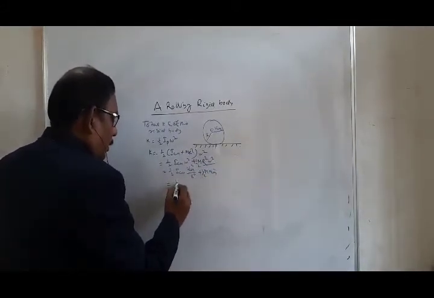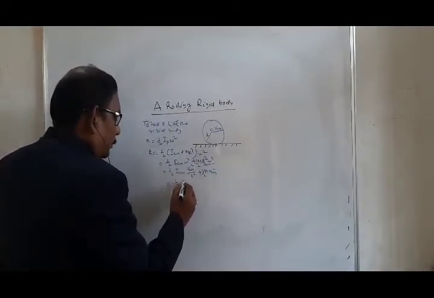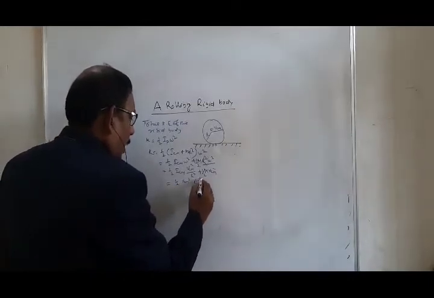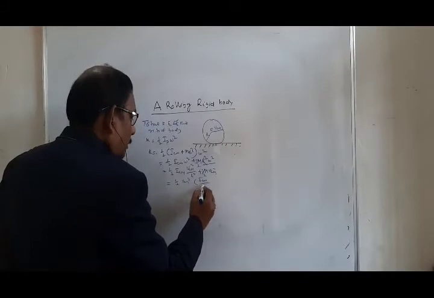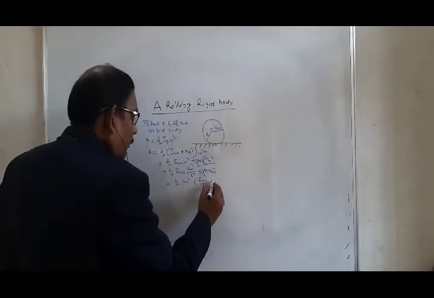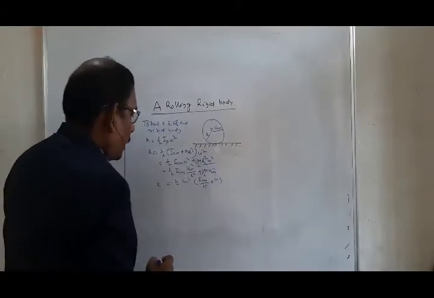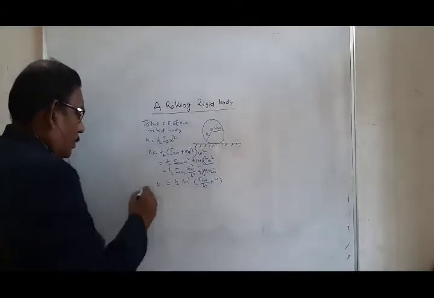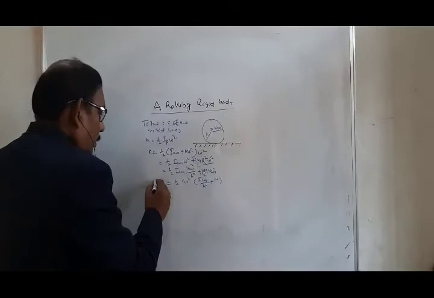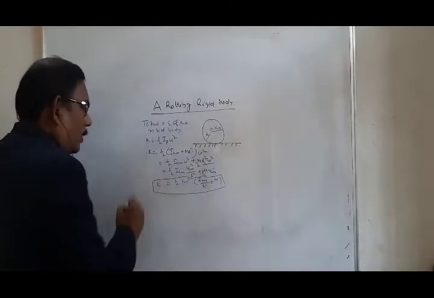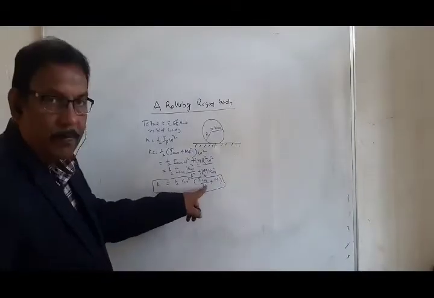Now taking common half V_CM square, we get I center of mass by r square plus m. So this is the total kinetic energy of the rigid body rolling on a rough surface. Clear?